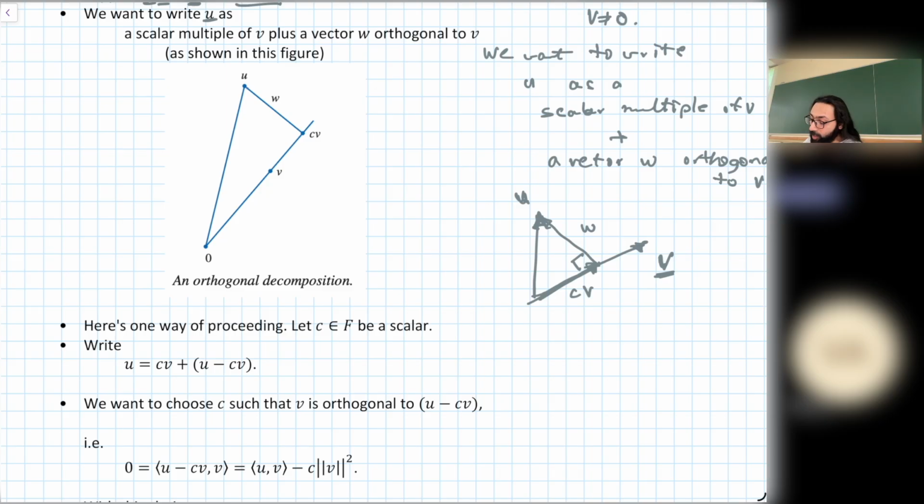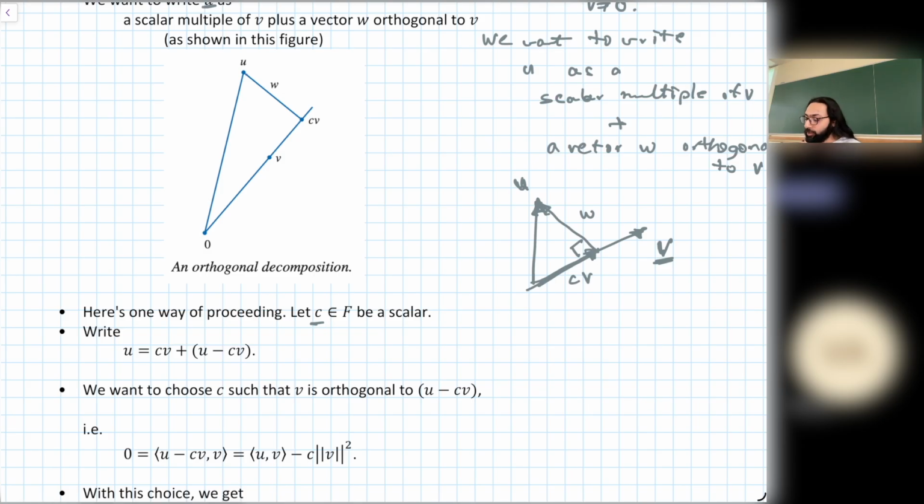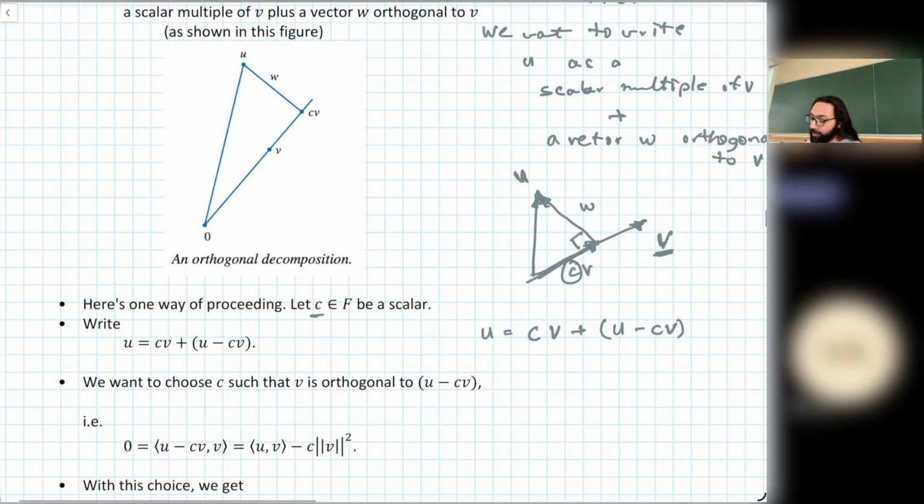So how might one do it? Let's just do it algebraically. Suppose that c is some scalar. So c is the unknown, right? We don't know what c is. So let us just say that we write u in exactly the form we want. So it is some scalar times the vector v, plus some other vector w. Okay. So what can we do? We can write w as u minus cv. This is fine. It's just that we're canceling things.